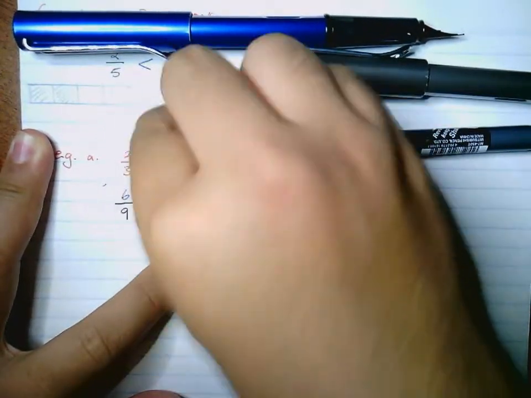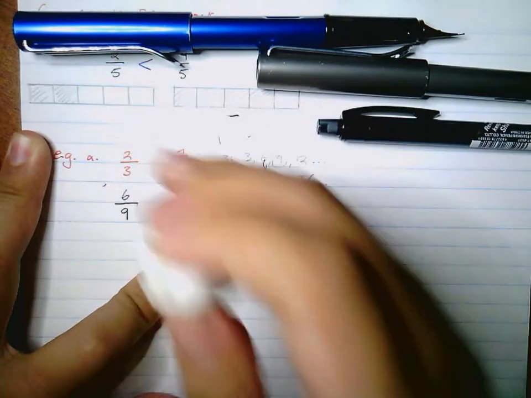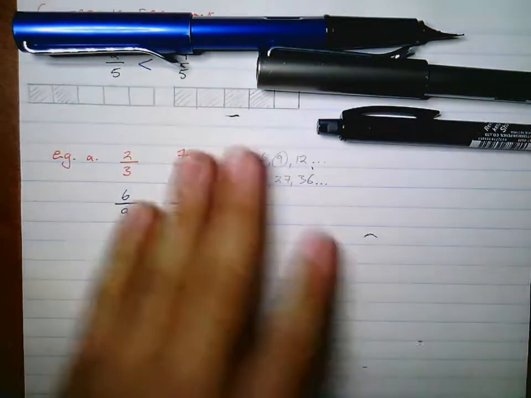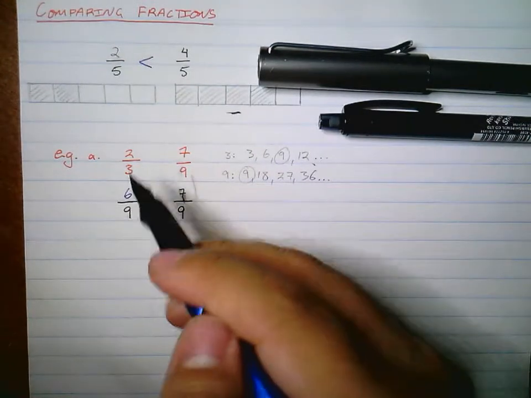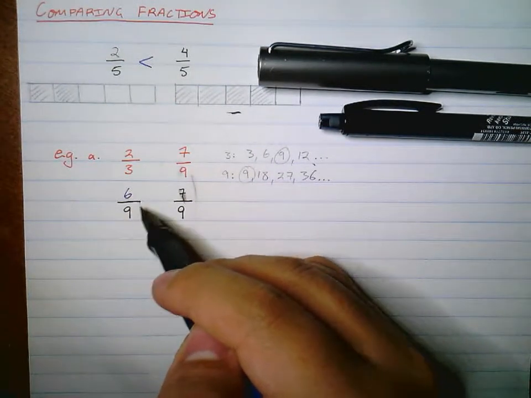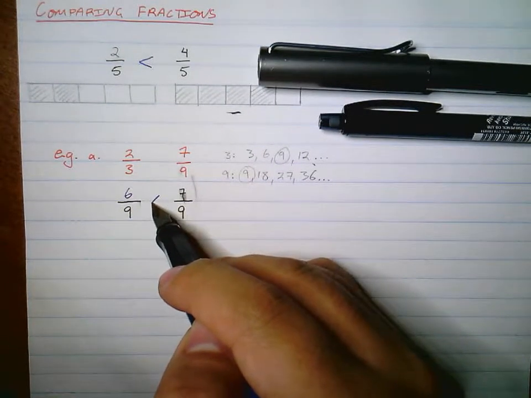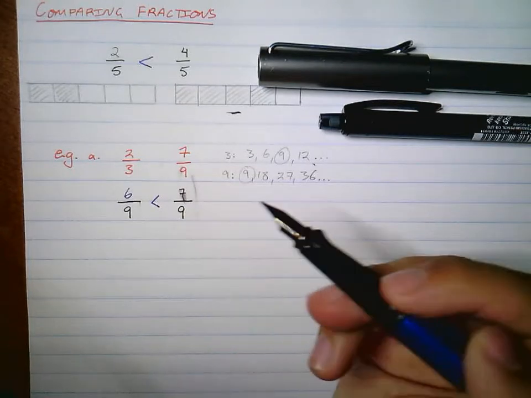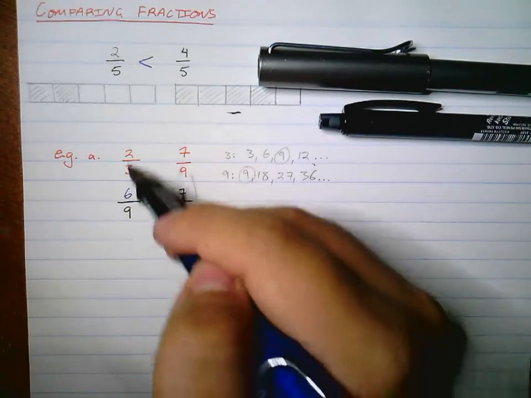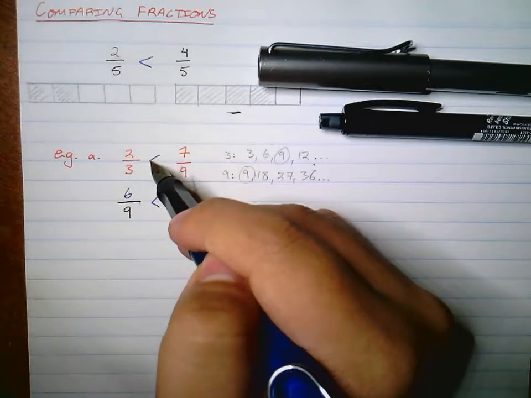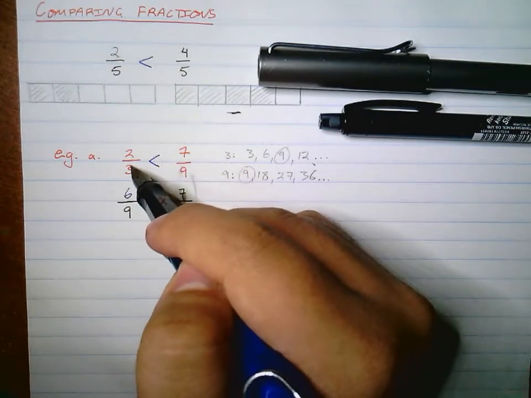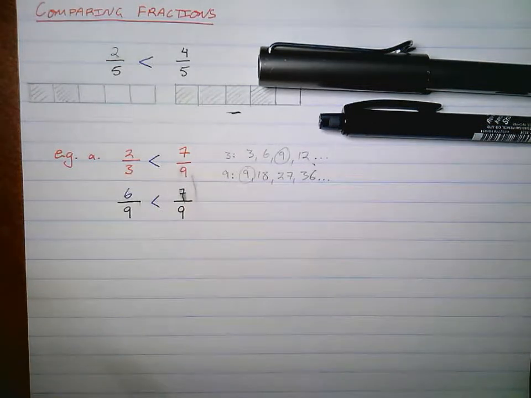Now I'm just going to quickly rub these all out because we don't need them anymore. Whoops, smudge the ink, that's okay. Now, it's very clear now which one is larger. So 6/9 is clearly less than 7/9, which means since these two fractions are equivalent, 2/3 is smaller than 7/9.